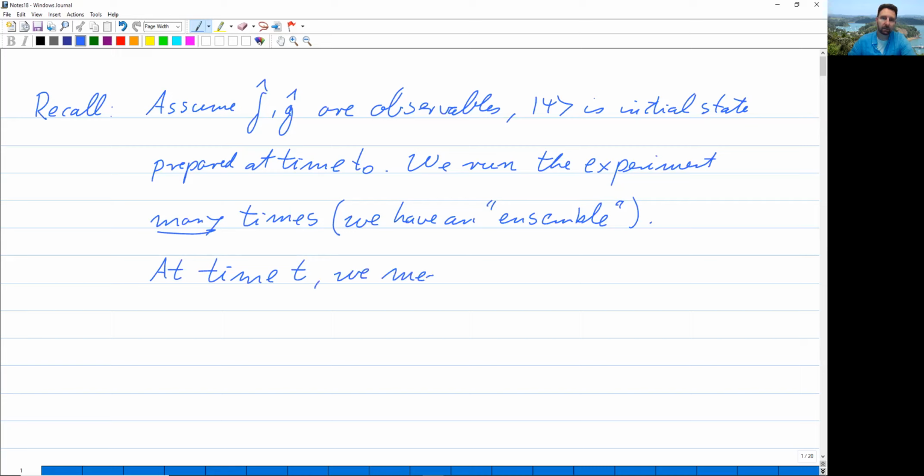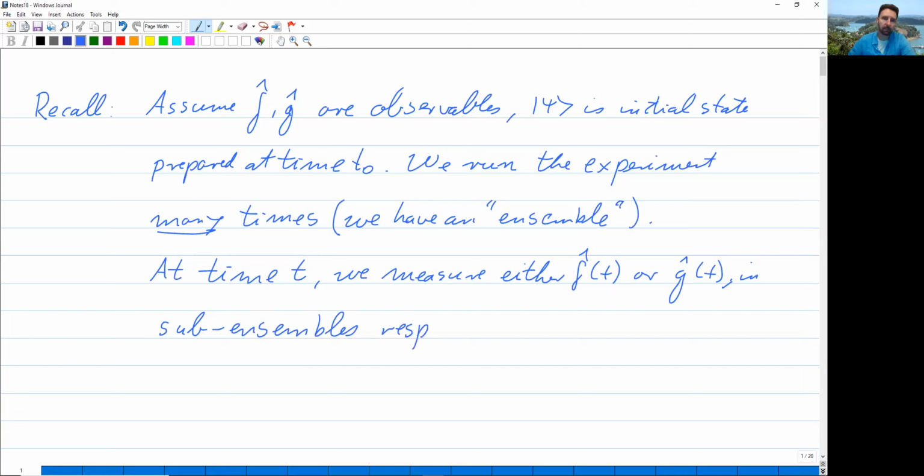we measure either f hat of t or g hat of t in sub-ensembles respectively. So we run the experiment 1,000,000 times, and 500,000 times we measure f hat at t, and the other 500,000 times we measure g hat of t.